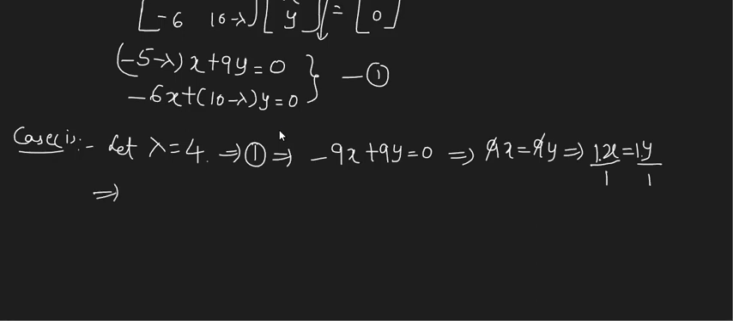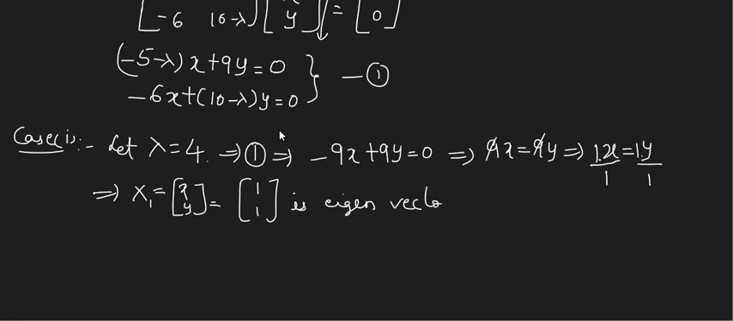So this implies your capital X, or you can call it as x1, is nothing but xy, which is equal to, see, x value is 1 and y value is 1. This is called as the eigenvector. Eigenvector corresponding to, what is the value of lambda we have considered in this case? 4. So corresponding to lambda equal to 4, we get one eigenvector. Same procedure we have to apply.